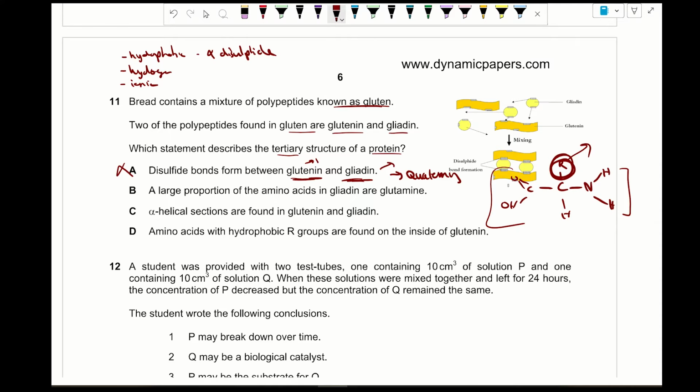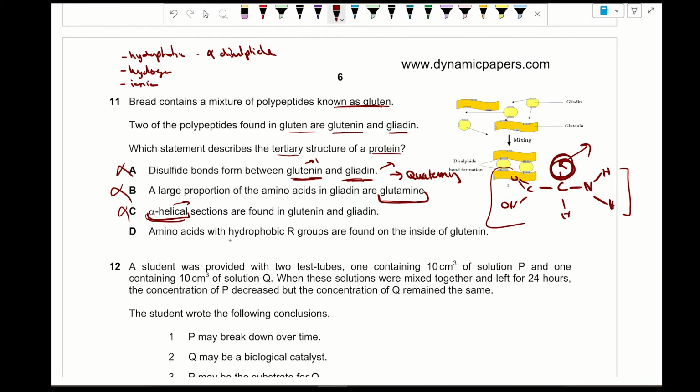B. A large proportion of amino acids in gliadin are glutamine. So when we talk about amino acids, we're talking about the primary structure. Therefore, this is incorrect. C. Alpha helical sections are found in glutenin and gliadin. So when we talk about alpha helical sections, we talk about hydrogen bonds, therefore about the secondary structure. Therefore, this is also incorrect.